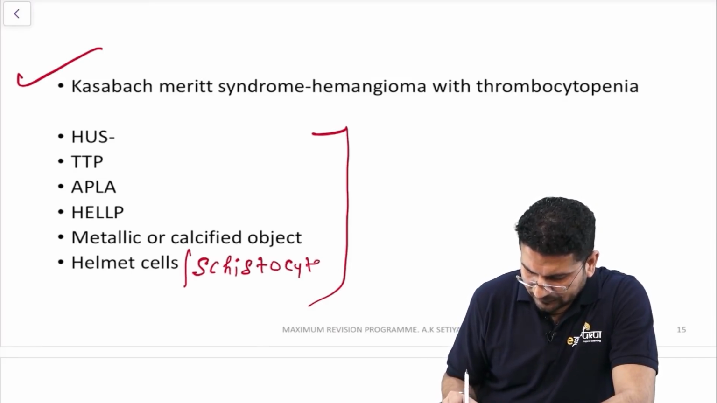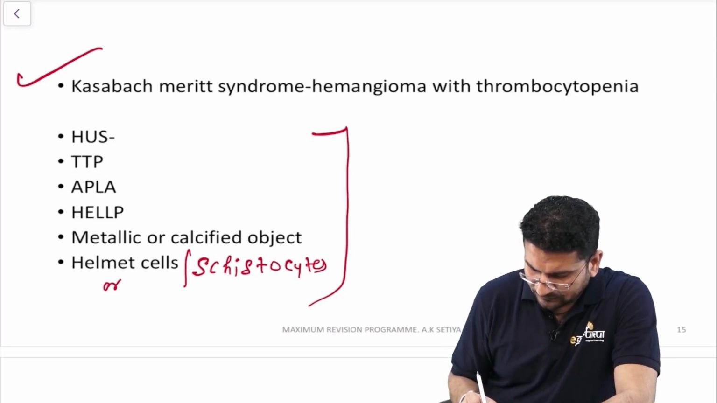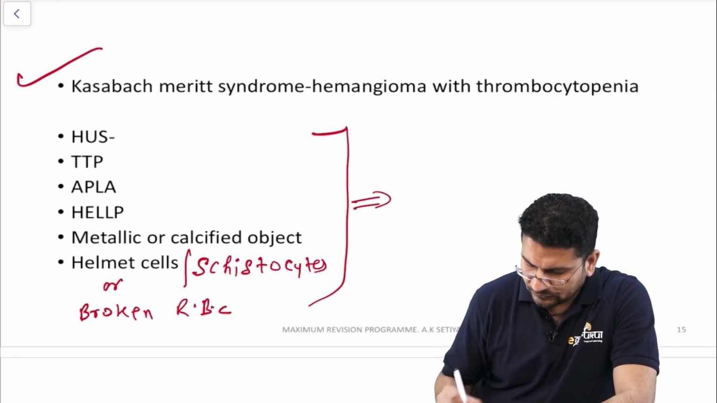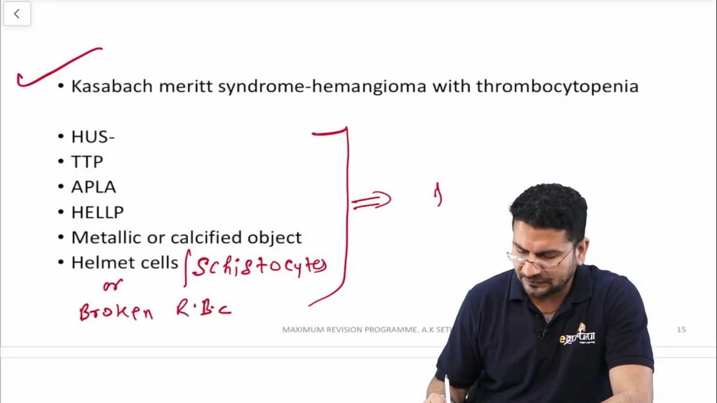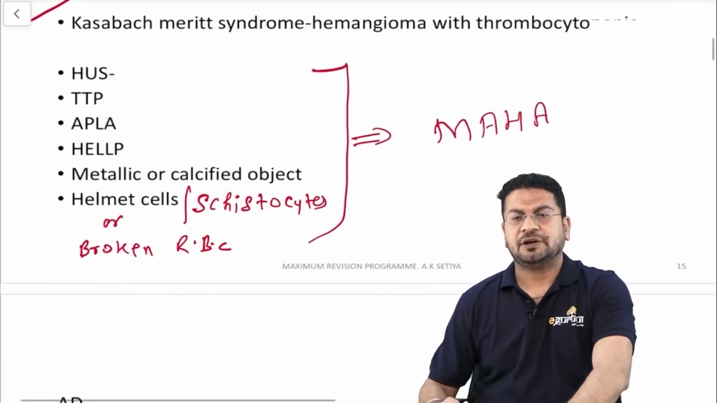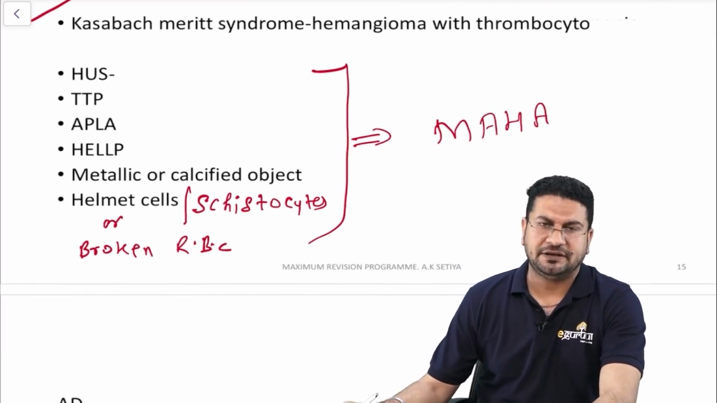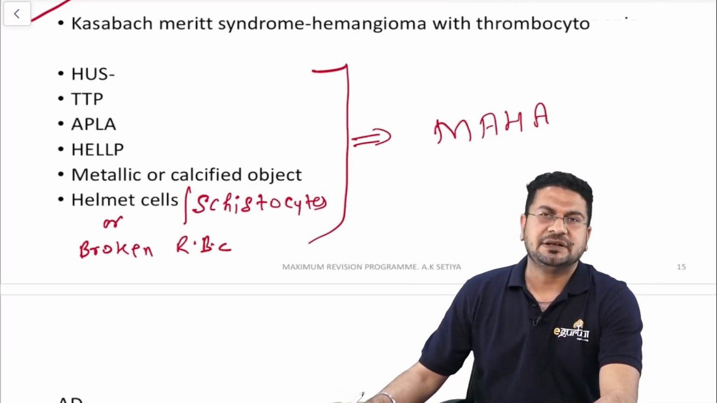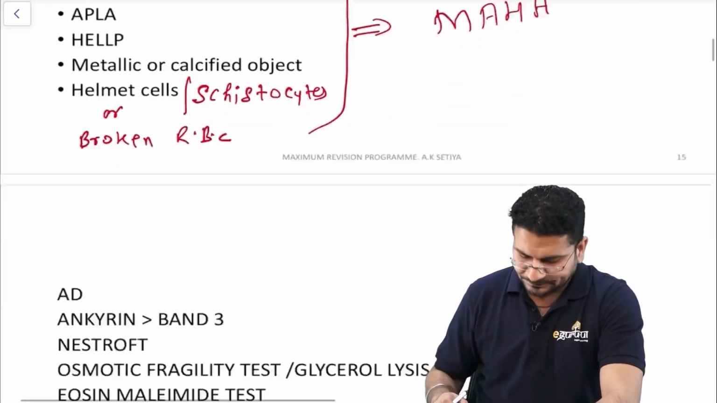Helmet cells or schistocytes, these are nothing but broken RBCs. These are broken fragments of RBCs. So where you will see these, all are MCQs suggestive of MAHA, microangiopathic hemolytic anemia. So I'm starting with hematology because in the last attempt there were a lot of questions from hematology.